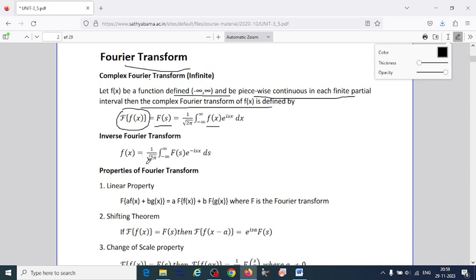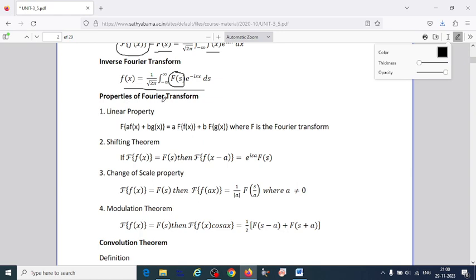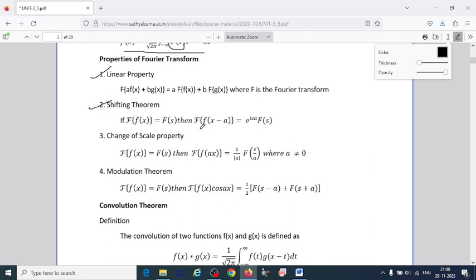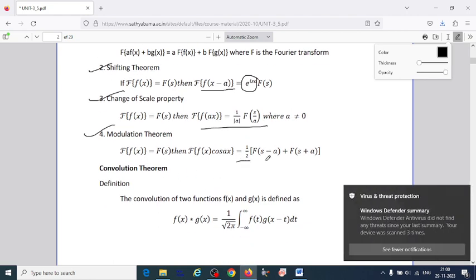So the inverse Fourier transform, how can we represent it? It is the reverse of Fourier transform, that is f of x is equal to, here we are going to replace with the Fourier transform. Okay, inverse Fourier transform. Properties of Fourier transforms are linearity, as the name indicates, and the shifting theorem. Here the function we can write in terms of f of x minus a, so this exponential term will appear. Change of scale property, okay, this is the formula. Then the modulation theorem. So these are some of the properties of Fourier transform.